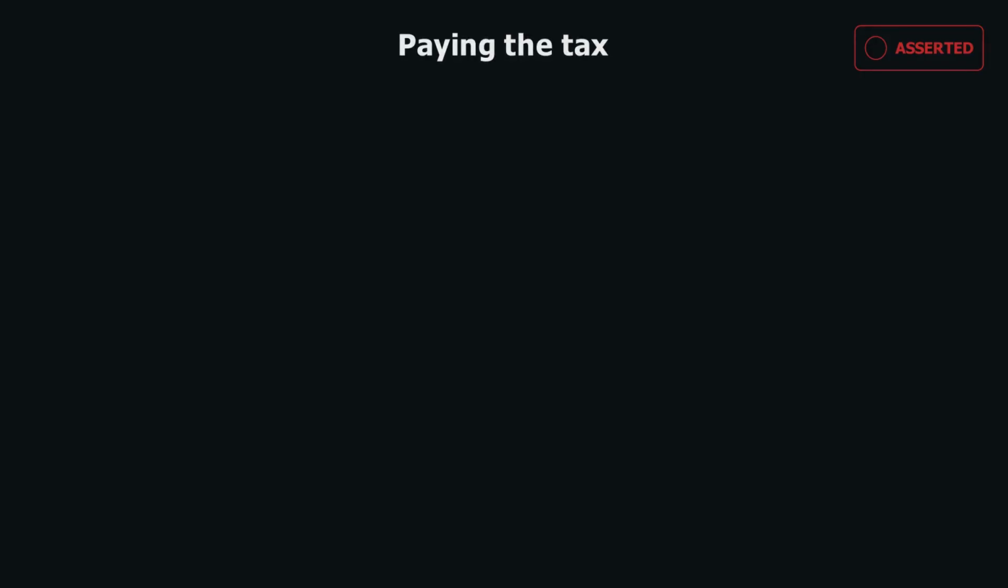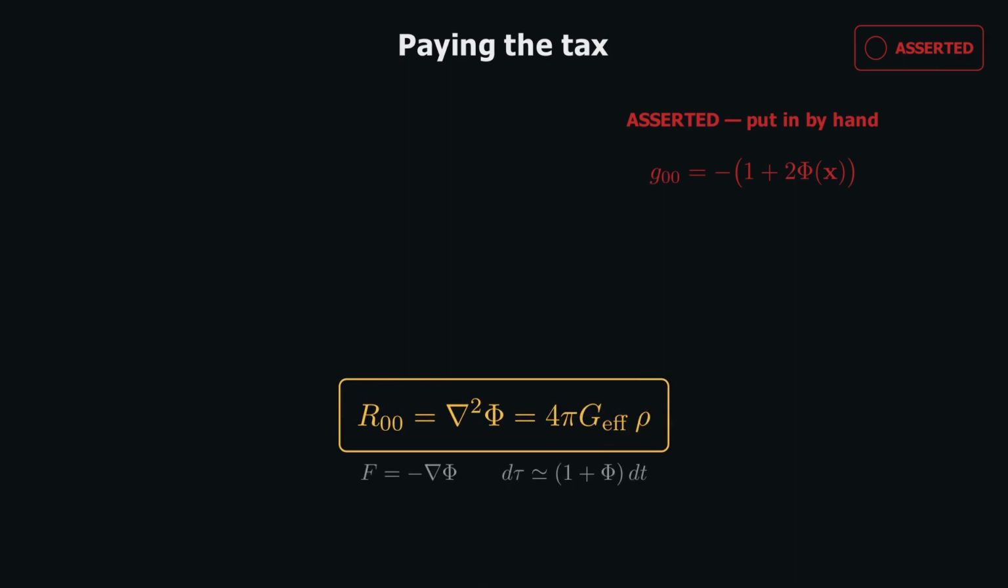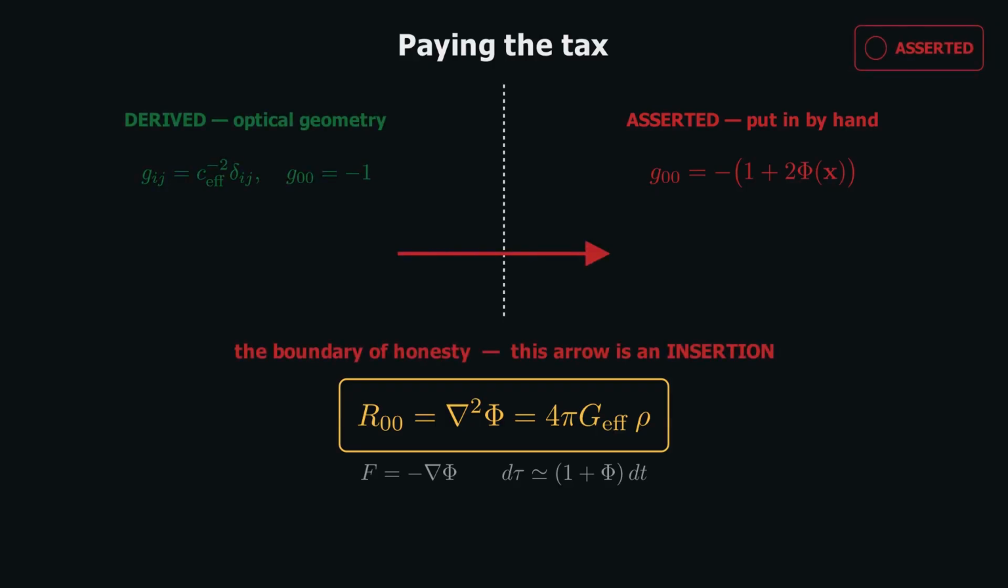So pay it. To get force, redshift, a horizon, you must put dynamics into the lapse by hand. Write g00 as -1 plus 2 phi. Then R0 equals the Laplacian of phi, and Einstein's time equation comes alive as Poisson's equation. Laplacian of phi equals 4 pi G effective times rho, with a genuine force and a genuine redshift. That arrow is the boundary of honesty in this theory. Everything to its left is derived optical geometry. The arrow itself is an insertion.